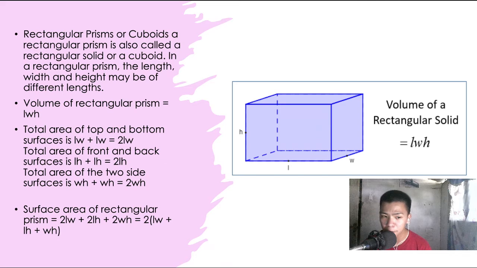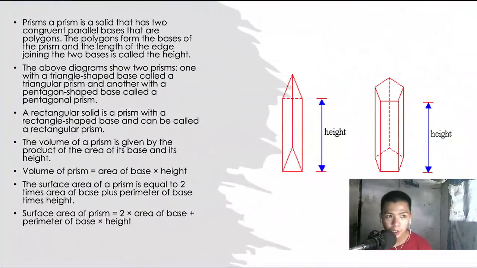Then the total area of the front and back surfaces is LH plus LH equals 2LH. The total area of the two side surfaces is WH plus WH equals 2WH. So, the surface area of a rectangular prism is 2LW plus 2LH plus 2WH, which is 2(LW plus LH plus WH). This is the surface area of a rectangular prism. Then the volume of a rectangular prism is LWH. So, next slide.